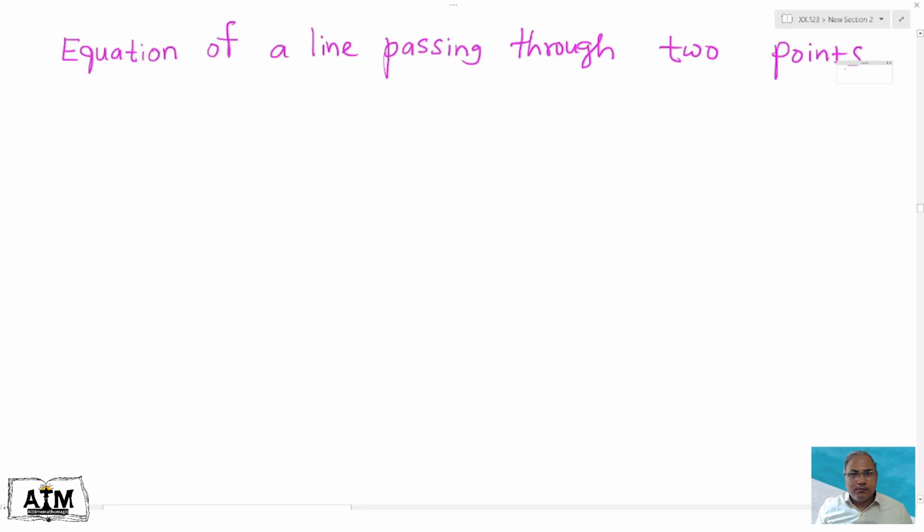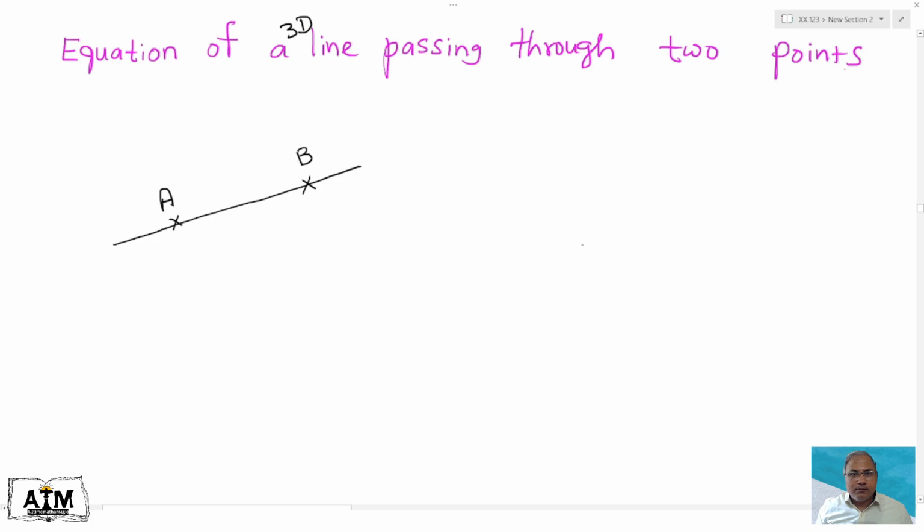In this video, we are going to find the equation of a 3D line passing through 2 points. For example, this is a 3D line and this 3D line is passing through the 2 points, point A and point B. So these are the 2 points given on the 3D line.